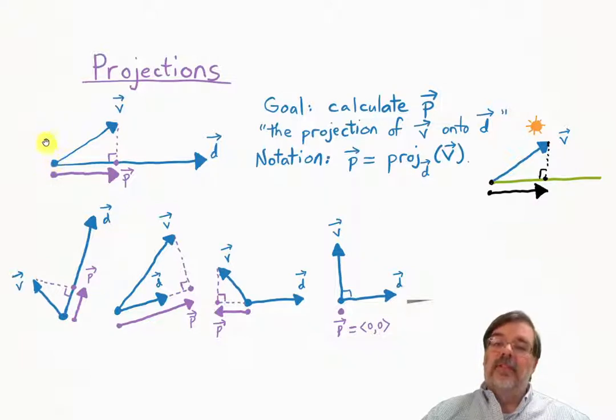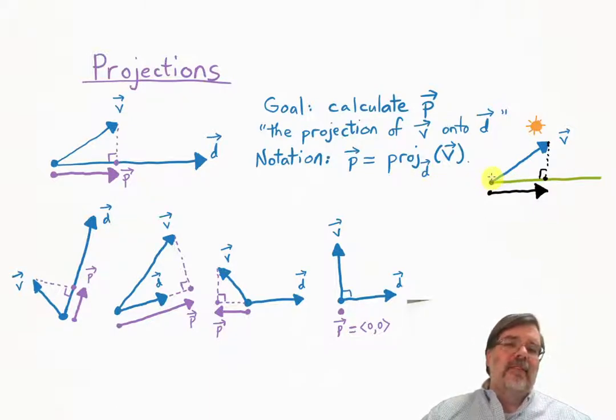For example, in this diagram here, the vector v lies somewhat above this vector d. The projection of v onto d is this vector right here, this vector called p, and that's called the projection of v onto d. And sometimes we write it with this notation. Vector p is equal to the projection of v onto d. So the vector d is kind of like a subscript here.